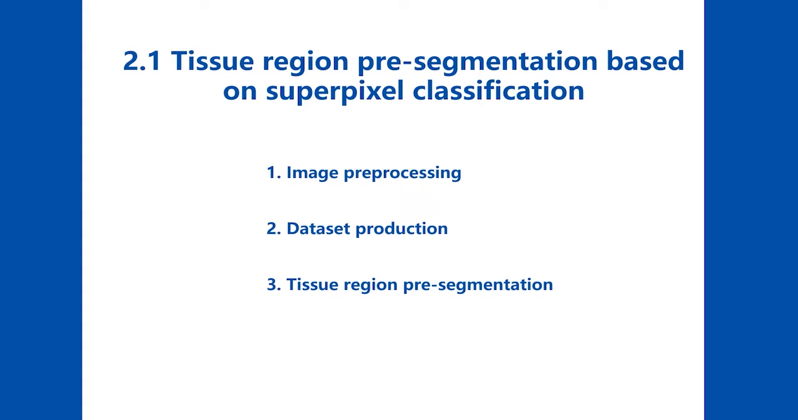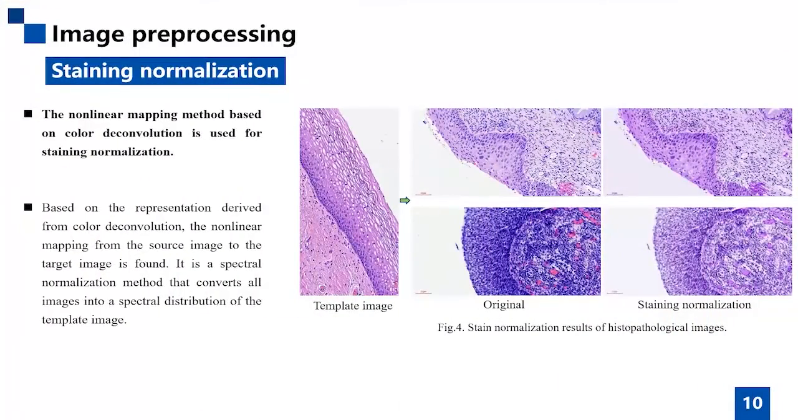It is divided into three steps: image pre-processing, data production, tissue region pre-segmentation. Based on the representation derived from color deconvolution, the nonlinear mapping from the source image to the template image is found, and the staining normalization is realized. In the figure, the left is the target image, the middle are source images with shallow staining and deep staining, and the right is the staining normalization result corresponding to the source image.